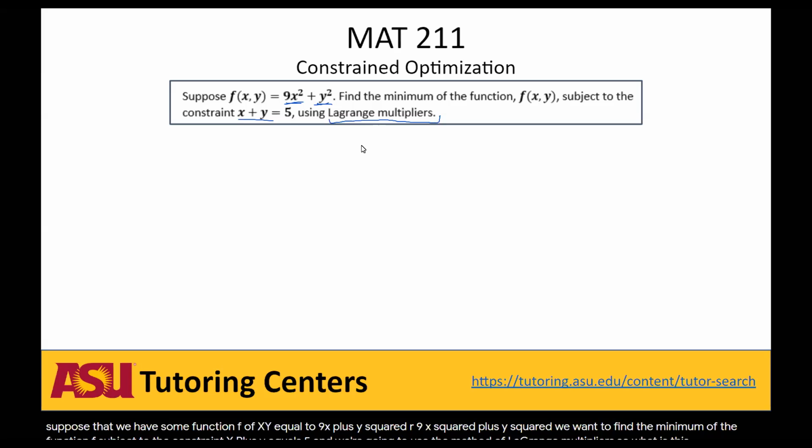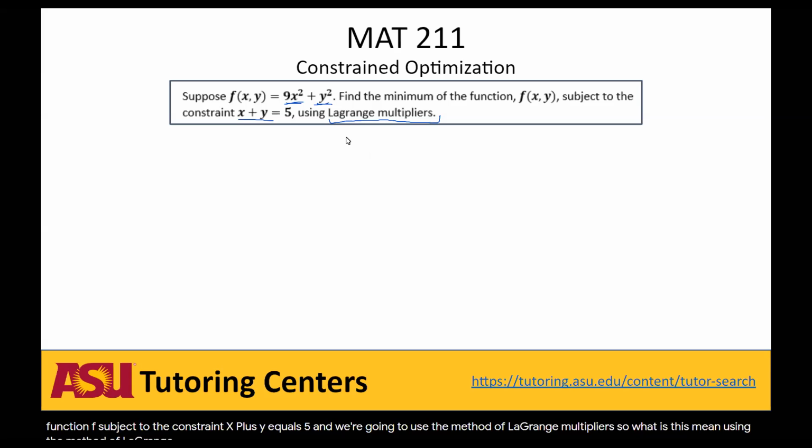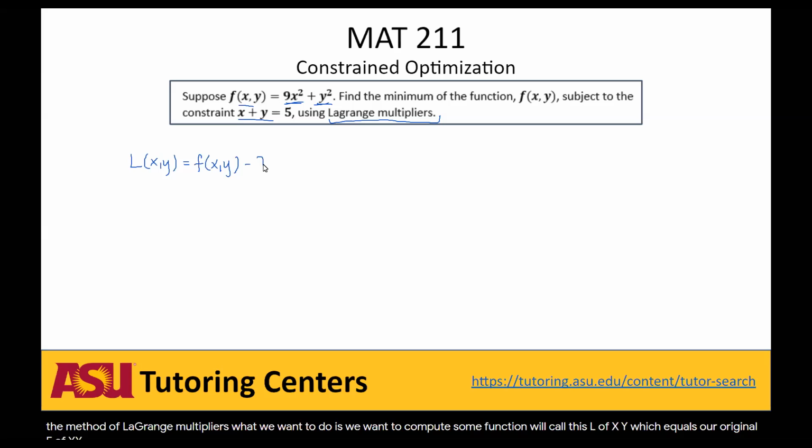So what does this mean, using the method of Lagrange multipliers? What we want to do is compute some function, we'll call this L of x, y, which equals our original f of x, y minus lambda, which is our Lagrange multiplier, times g of x, y. Now g of x, y, this is our constraint rearranged so that it is equal to 0.